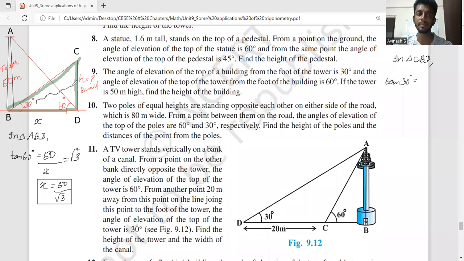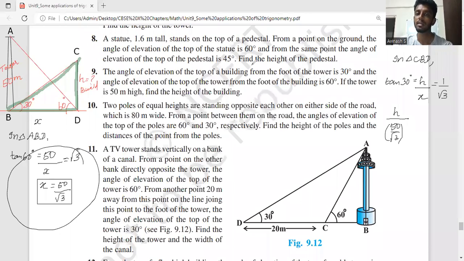If you look at the diagram, the side opposite to 30 degrees is h, and that's what we need to find. The adjacent side to this is x, which has already been found as 50 by root 3. We know the value of tan 30 degrees is 1 by root 3. Now in the next step, h divided by x, and in the place of x I'm substituting 50 by root 3, which is from the previous step, as you can see here. From that, I'm taking this value as 1 by root 3.